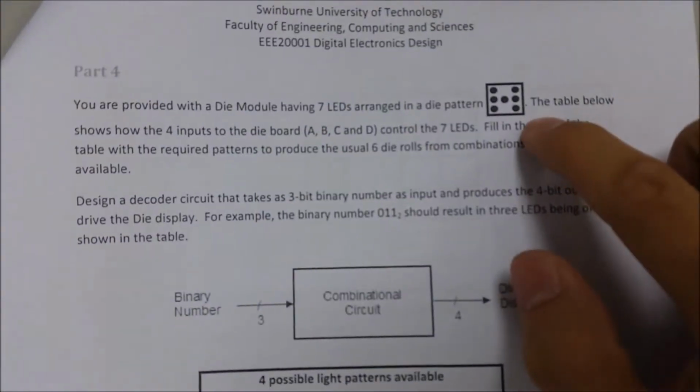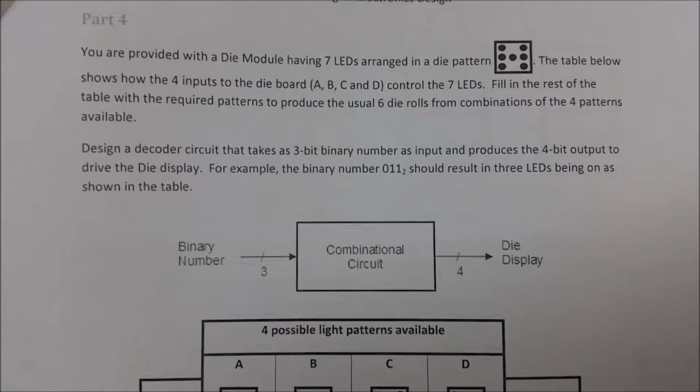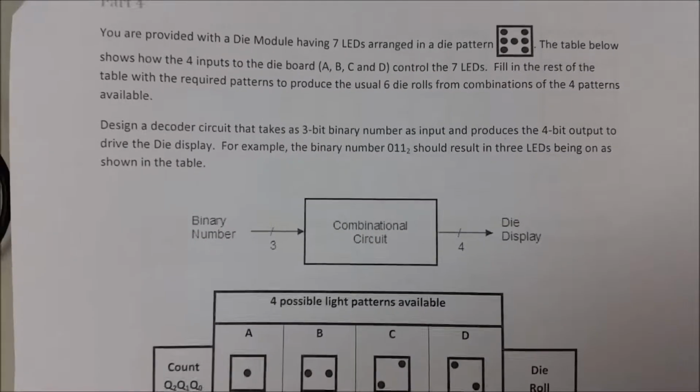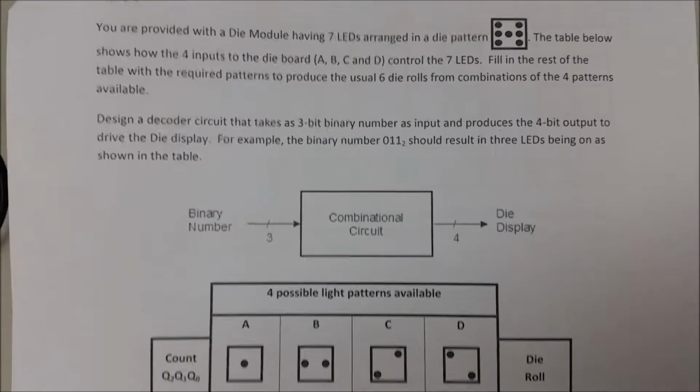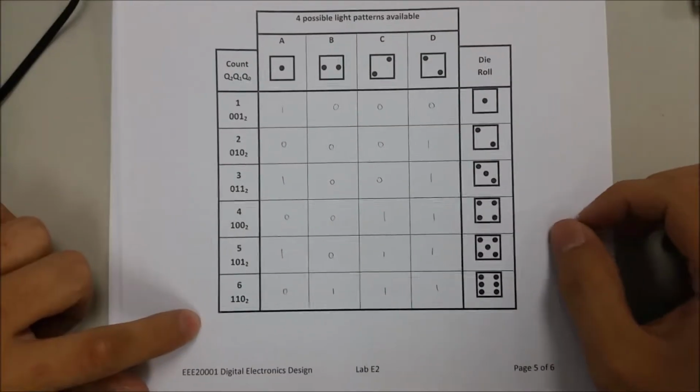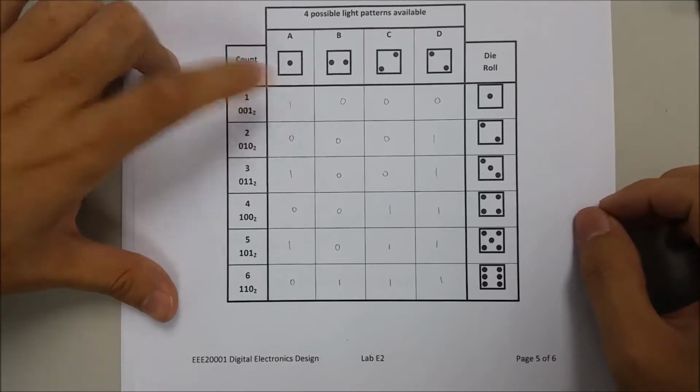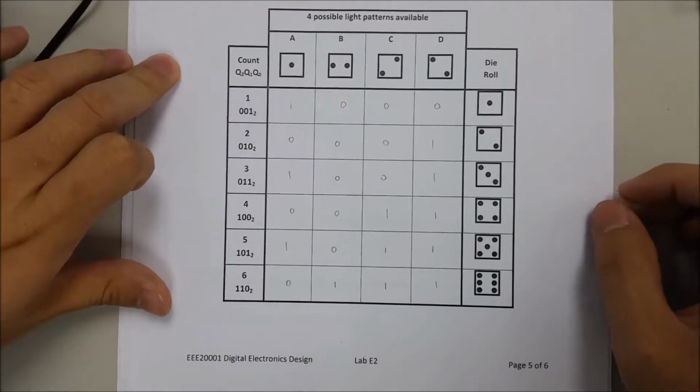For part 4 of lab 2, we are provided with a die module having 7 LEDs arranged in a die pattern. We are required to design a decoder circuit that takes a 3-bit binary number as input and produces the 4-bit output to drive the die display. This is the table that we have produced. 1 will represent high, 0 will represent low.